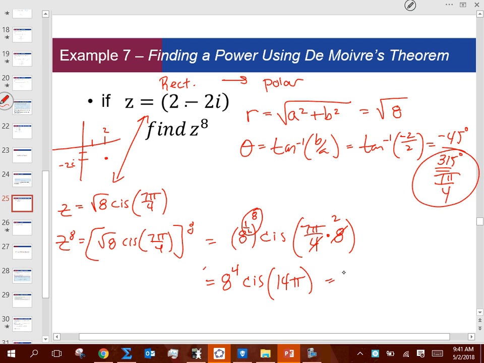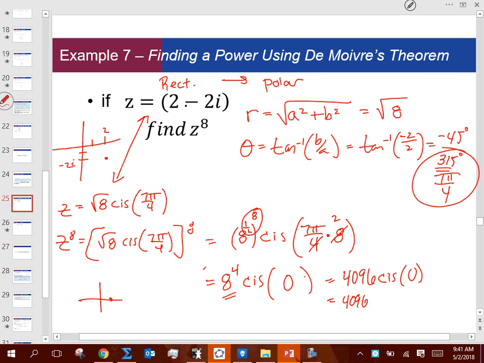Okay, so I get 4096 when I take 8 and raise it to the 4th power. Cis of 14 pi. 14 pi, what's that the same as? 14 pi is going around, starting here, and going around the unit circle how many times? 7 times, right? And it would get me back to right there, correct? So isn't 14 pi the same thing as 0? So then I could rewrite this as cis of 0. These are all things that maybe you can do in your head. You don't necessarily need to write these down as you get better at these.